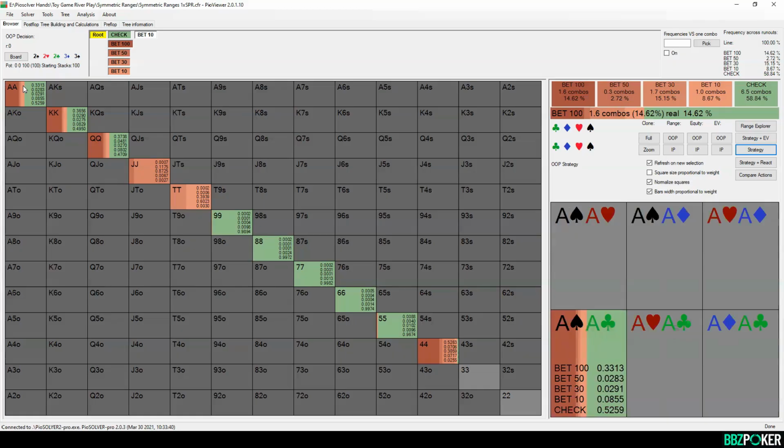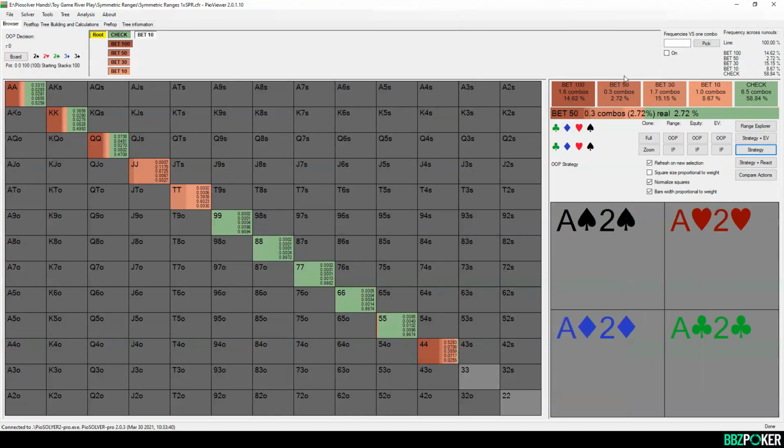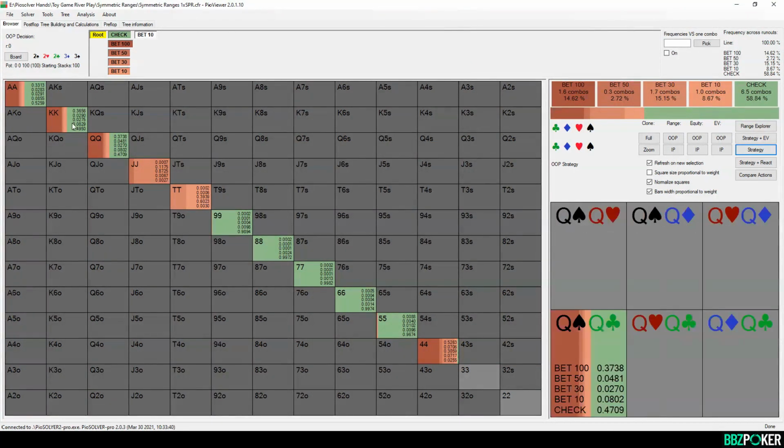So pocket aces is betting to a pot size. It's betting to half pot only 2.8% of the time. But if you actually look, it's the same frequency that this sizing is being chosen in general. So pocket aces is being allocated to pot, to half pot, to 30%, to 10%, and to check.